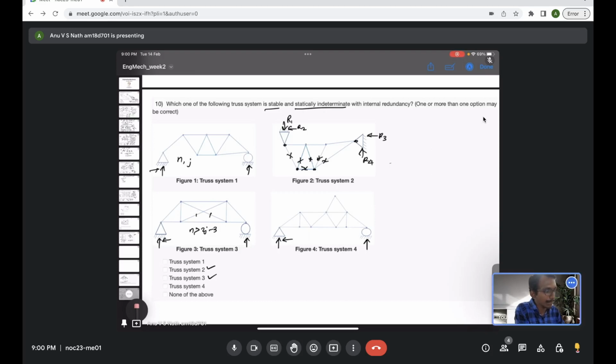Oh, okay. Sorry. I didn't notice that. Then you are correct. Then only option 3 will come. I didn't notice that the internal redundancy is specified. Okay, sir. Thank you for pointing that out. So in that case, truss system 2 will not be the answer. It has an external redundancy or indeterminacy, but not the internal one. So option 2 will not be correct. So only truss system 3 is the correct answer. Okay, that's all. Any other doubts, questions?